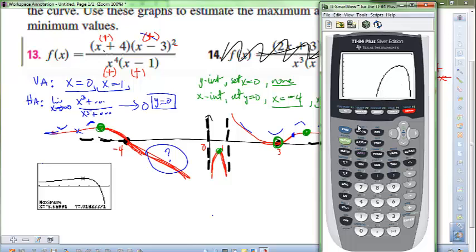Now let's trace to find our maximum. So we'll go find our maximum. We'll use the left bound to be 0.5. That looks like a good left bound. Right bound. Let's just go a little bit past our maximum value just by hitting the right arrow a few times.